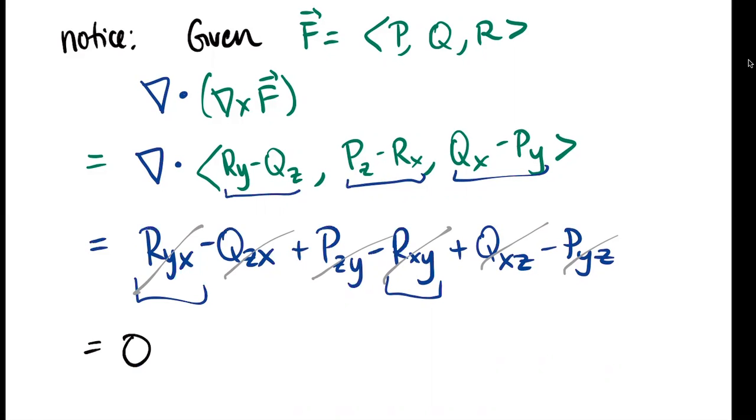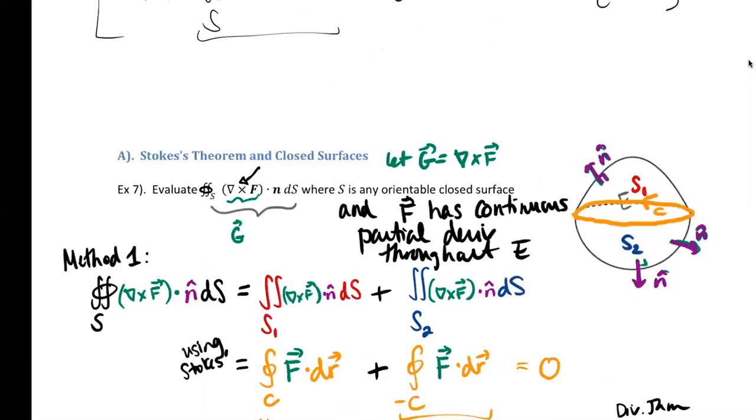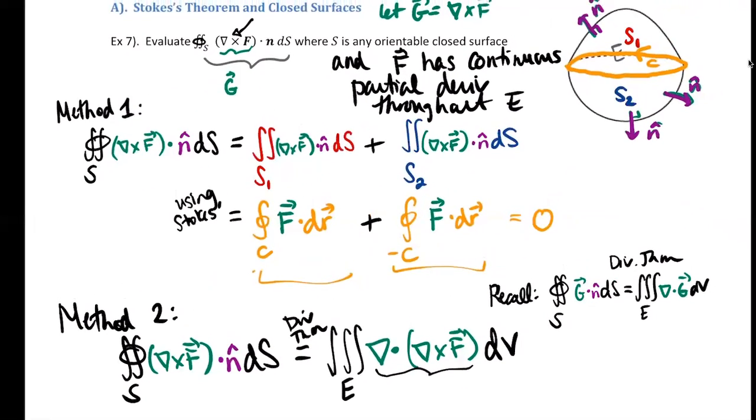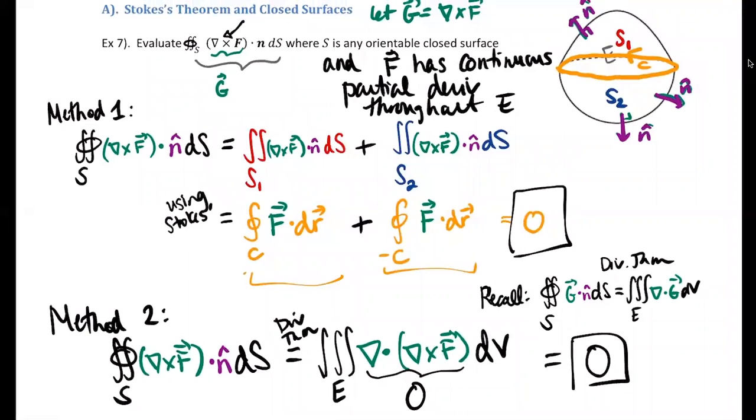So we can go back to this method here, and we notice that this is 0, which is how we get back to the same answer that we saw in method 1. So this should be a nice way to connect or think about both the divergence and Stokes' theorems, which surfaces they apply to and which ones they don't, and how they are interrelated when you try to apply them to a closed surface like this.